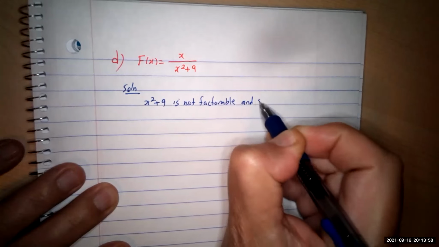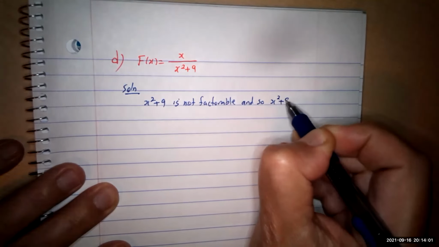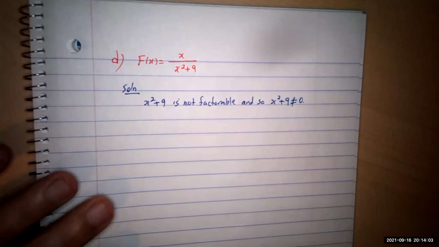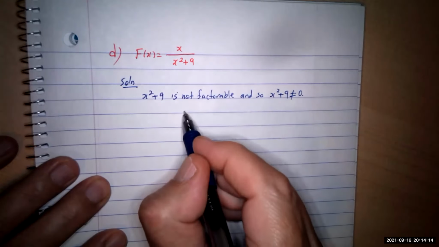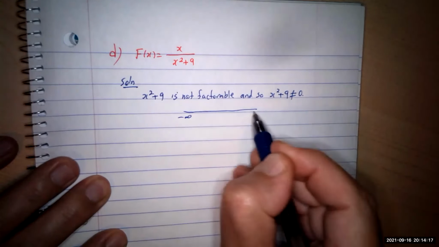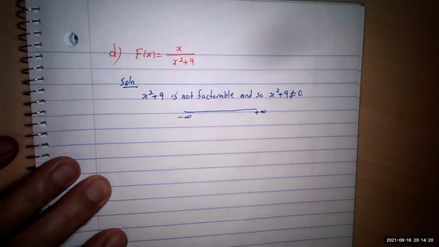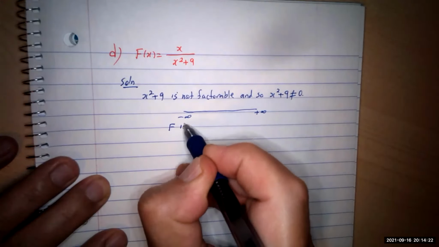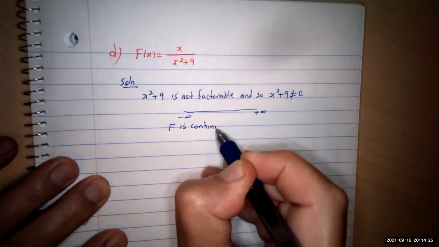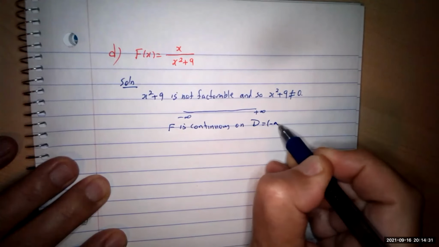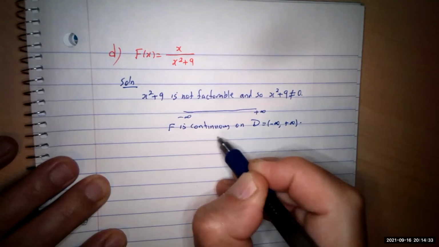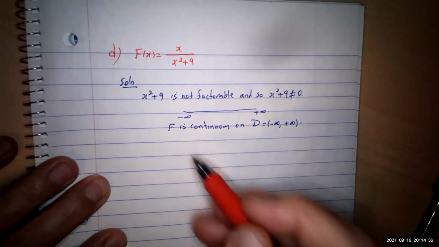And when it's not factorable, this means it's never 0. You cannot make it 0, because you would need something like -9 plus 9 to make it 0, but you won't get it. So the number line stays the number line. The function f is continuous everywhere, on the interval negative infinity to positive infinity. No restriction, no bad numbers. Any question?